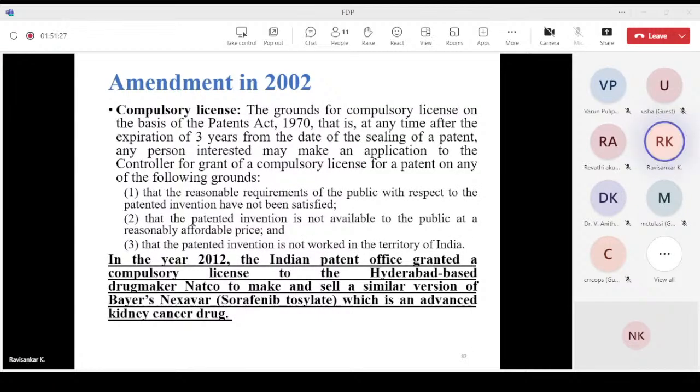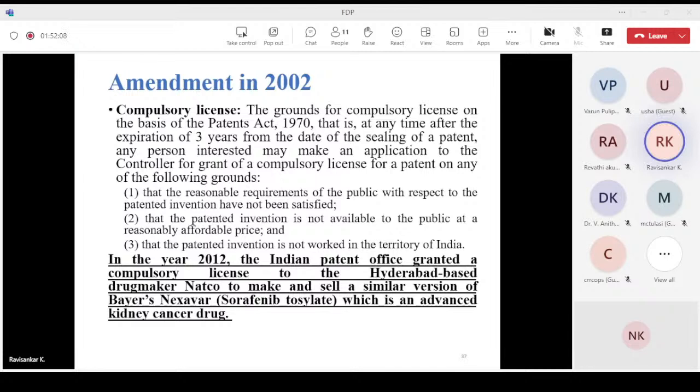Another provision in the 2002 amendment is compulsory license. Any time after the expiration of 3 years from the date of sealing, any person interested may make an application to the controller for grant of a compulsory license on the following grounds. There are 3 grounds for applying for a compulsory license. That the reasonable requirements of the public with respect to the patented invention have not been satisfied. The patented invention is not available to the public at a reasonable cost. The patented invention is not worked in the territory of India.